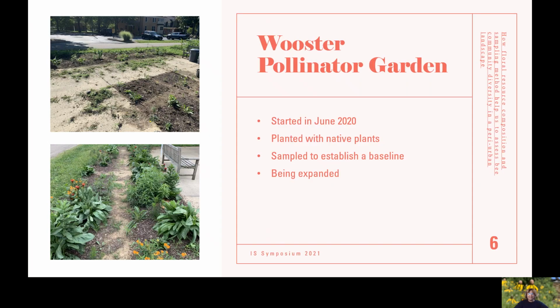So, during my IS, I was also able to start the Worcester Pollinator Garden. This was started in June 2020. It was planted with all native plants, and I sampled here too, even though it was fairly new and fairly barren, to establish a sample baseline so that way this could be used for future research and other IS students. And of course, very excitingly, this will be able to be expanded this summer as well.